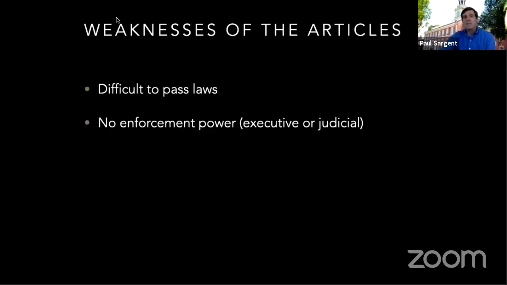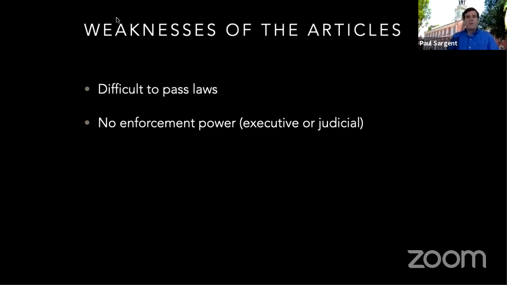But in a confederation, there are real weaknesses. And it's the weaknesses of the Articles of Confederation that proved to be a little bit too much. First of all, it was really, really hard to pass laws, okay? They had to have a super majority in order to pass laws. And because of differences in geography and whatnot, and because some states didn't often send representatives to the Articles of Confederation Congress, it made it really kind of difficult.